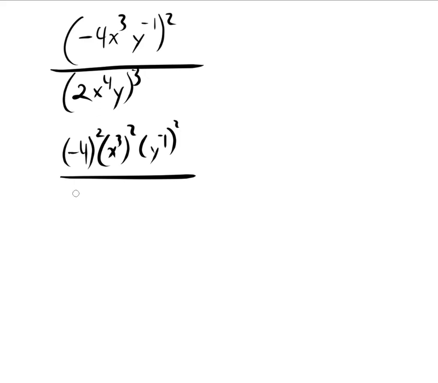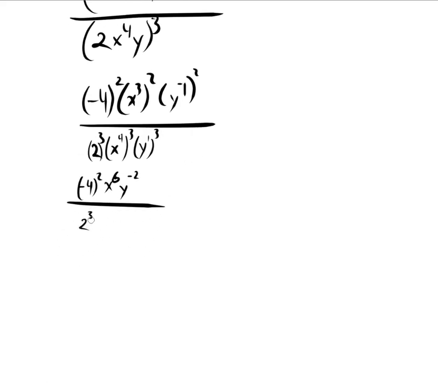I can do it on the bottom, too. I got 2 raised to the third power, x to the fourth raised to the third power, and y to the 1 raised to the third power. And when we simplify that further, we get -4 squared, x to the 6th, y to the -1 times 2 is -2, y to the -2, all over the 2 to the third, right? And this is x to the 12th, and this is y to the third power.